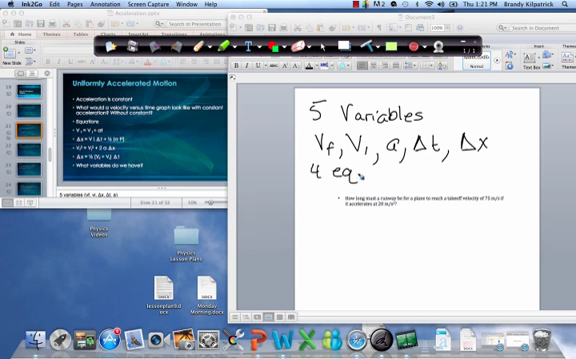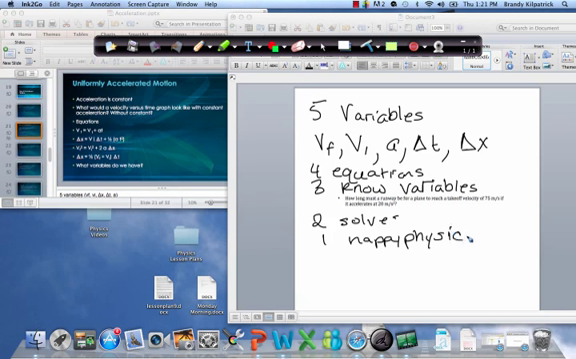I have 4 equations. If I know 3 of the variables, I can solve for the other two variables. And that makes one happy physics student. Okay, so I have 5 variables, VF, VI, A, delta T, delta X. I have 4 equations. If I know 3 of my variables, I can solve for the other 2.